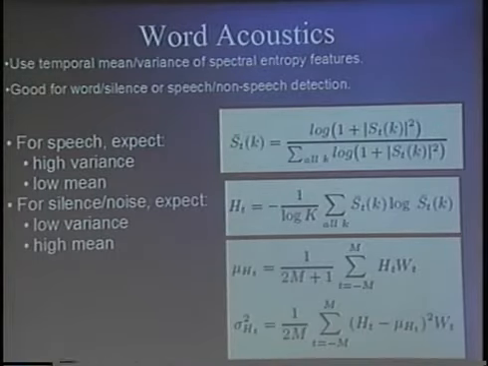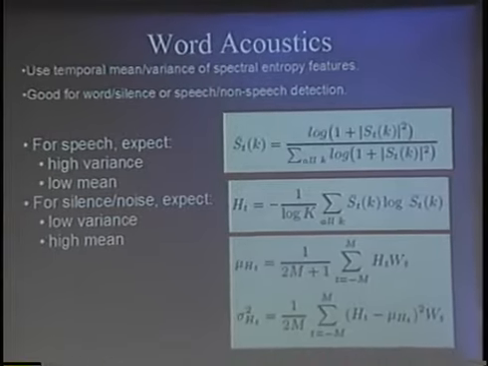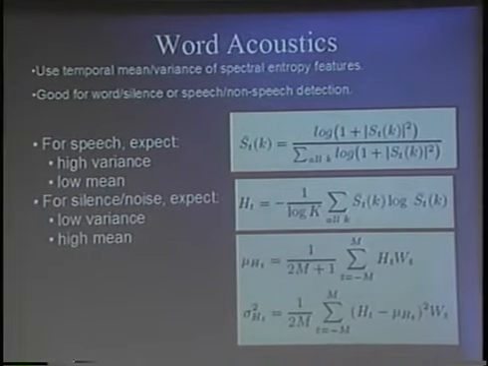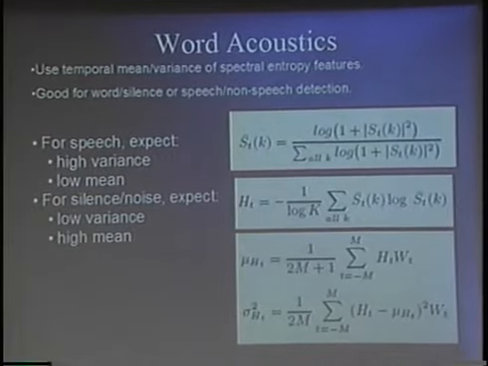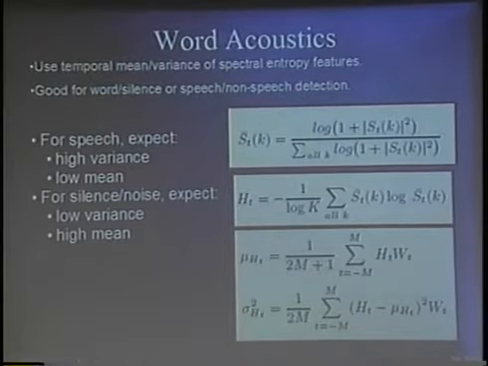The procedure that we used here is itself a little bit of signal processing, but the intuition is very simple. If you look at the spectral entropy of speech in a time window, and you look at the mean and the variance of that spectral entropy, you'd expect that speech would have a high variance and a low mean, and for silence and noise you expect a low variance and a high mean. We found that to be a very good indicator of speech and noise.